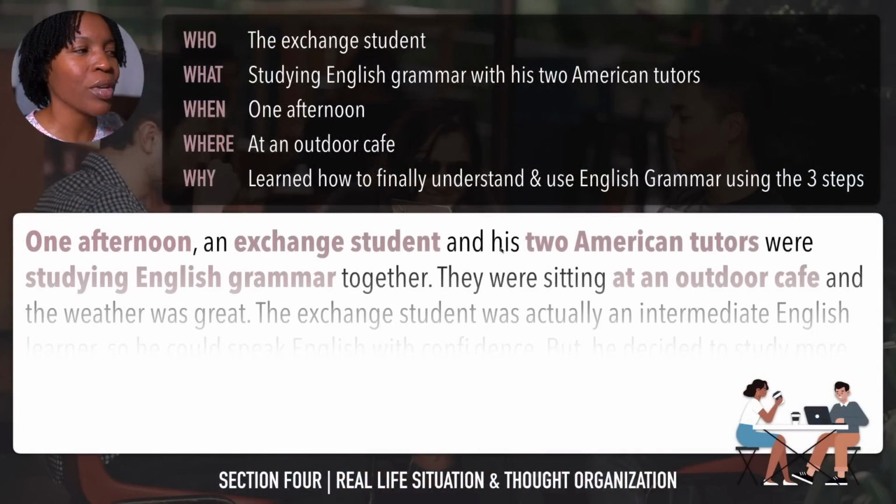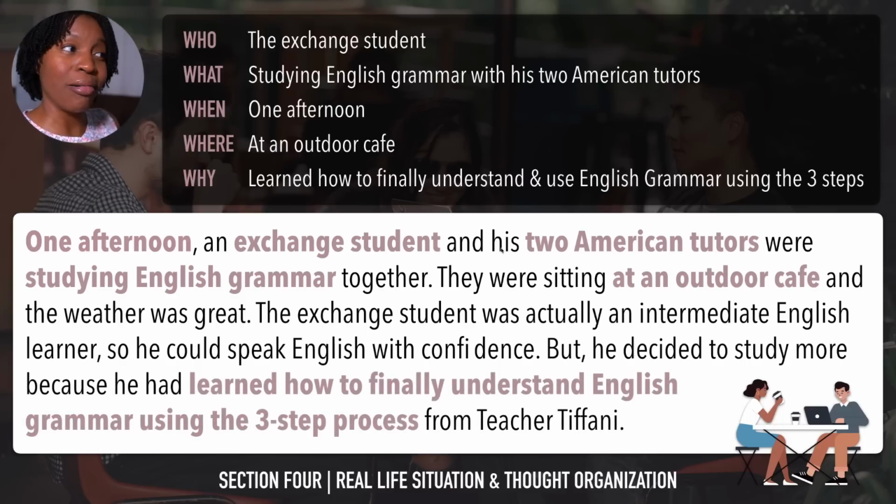Here we go. One afternoon, that answers when, an exchange student and his 2 American tutors were studying English grammar together. They were sitting at an outdoor cafe and the weather was great. The exchange student was actually an intermediate English learner, so he could speak English with confidence.